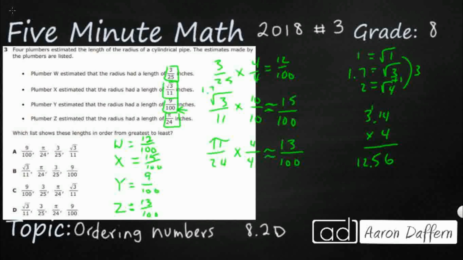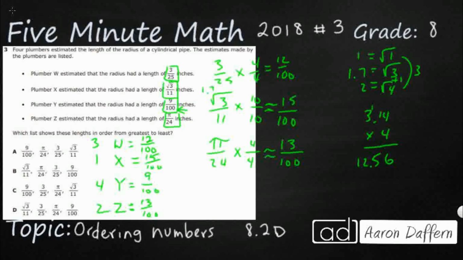So let's see, what does that give us here? It looks as if our number 1, our greatest, is going to be this x right here. Our number 2 is going to be this z. Our number 3 is going to be that w. And our number 4 is going to be that y.